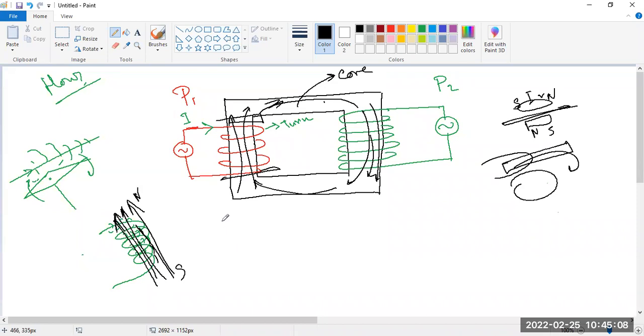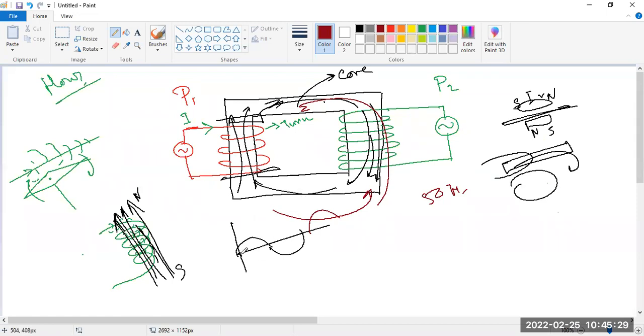Means there is no electrical connection. But what happens? This is the AC. In this AC, the first half is in this direction, and the second half is in the opposite direction. Again, because of the 50 hertz cycle, it is coming in this direction and then in this direction.